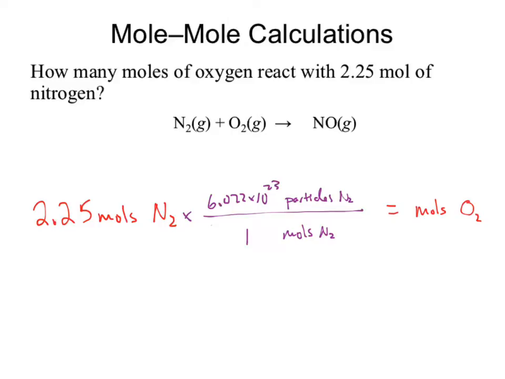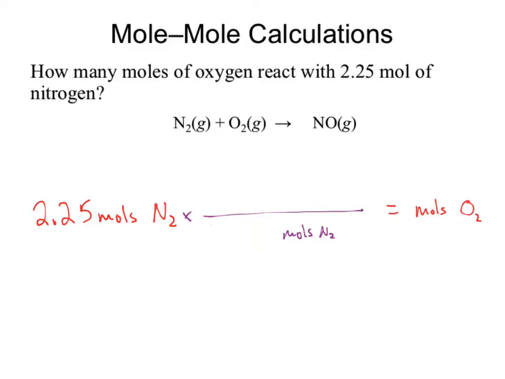What unit would I now have? Would I have particles of nitrogen? Well, is that what I want as an answer? No. Okay. Well, I could convert 6.022 times 10 to the 23rd particles. I could convert it into moles by doing what? Reversing the calculation I just did. Okay, so maybe we weren't supposed to do that. What? I said maybe we weren't supposed to do that.